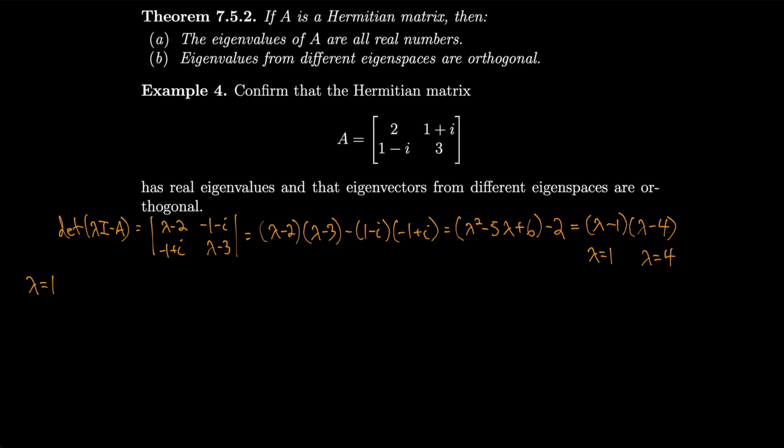So for the eigenspace lambda equals 1, we'll get minus 1, minus 1 plus i, minus 1 minus i, minus 2, when we plug 1 into lambda I minus A. Then we'll append a column of zeros, and we'll reduce this.